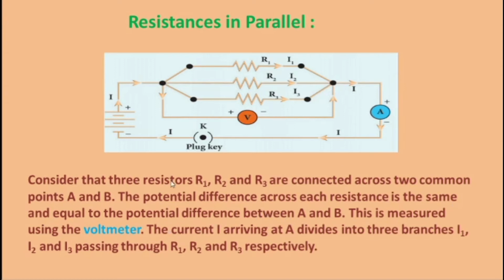This is measured using the voltmeter. So we connected the voltmeter between A and B. The current I arriving at A divides into three branches. First branch I1, then second branch I2, then third one I3, passing through R1, R2, R3. So the current splits here. First loop I1, then I2, then I3.